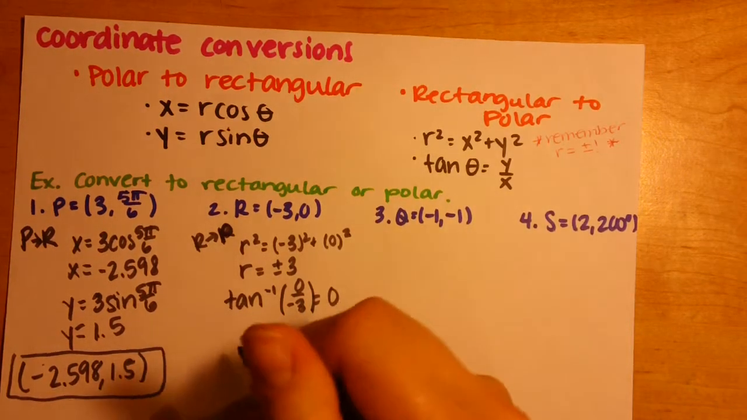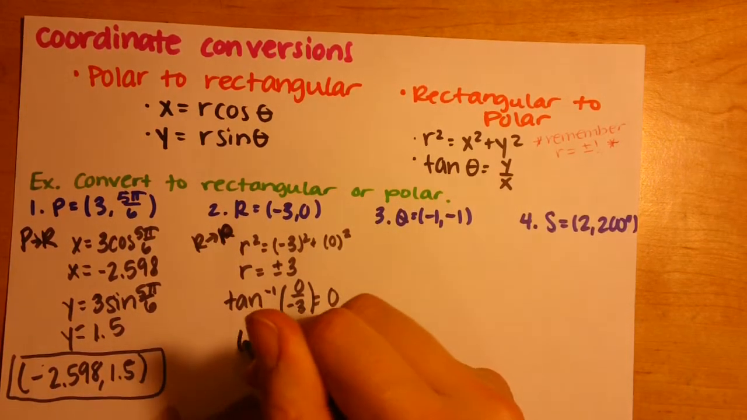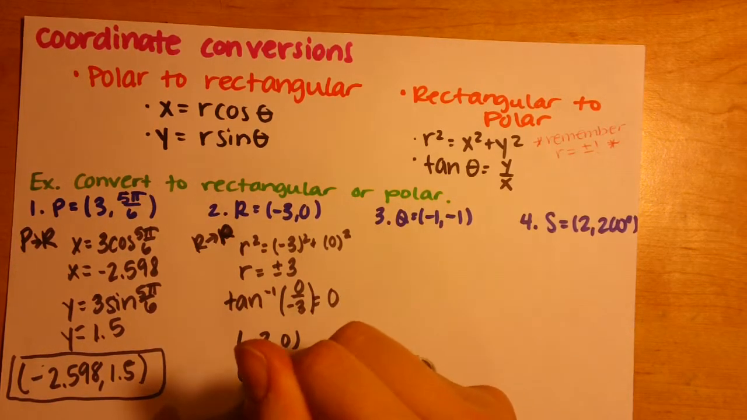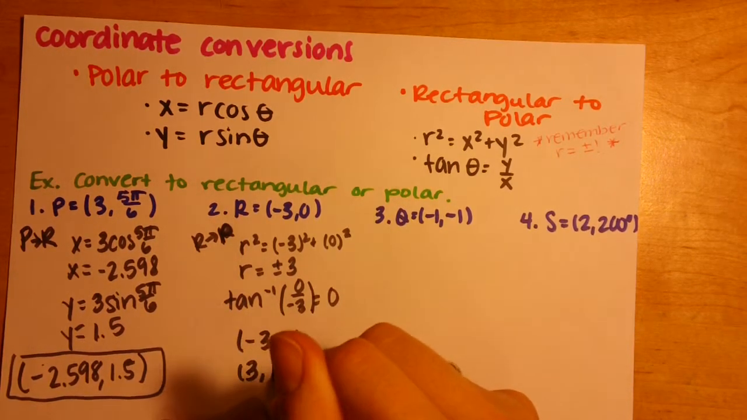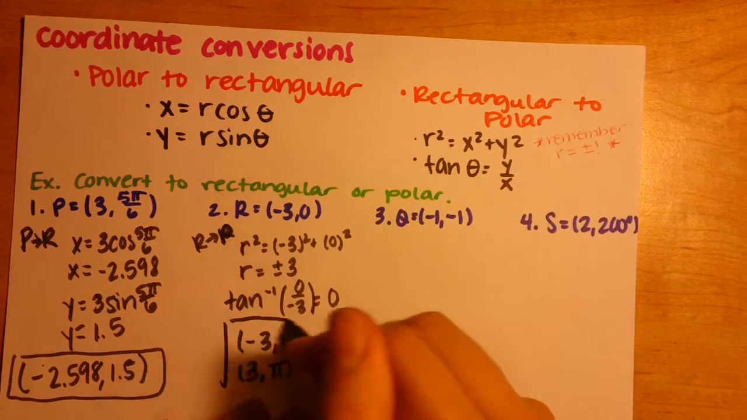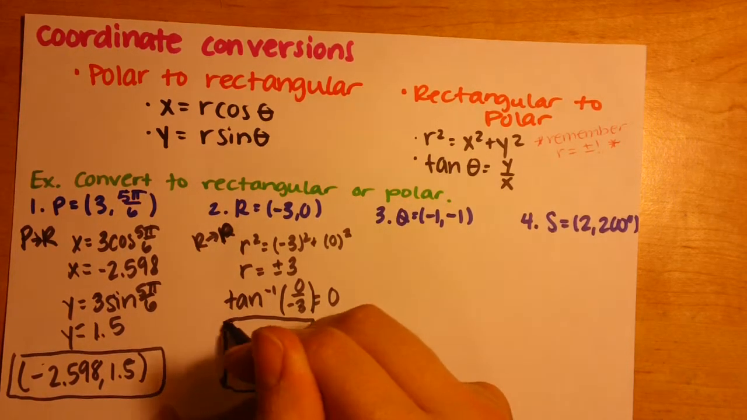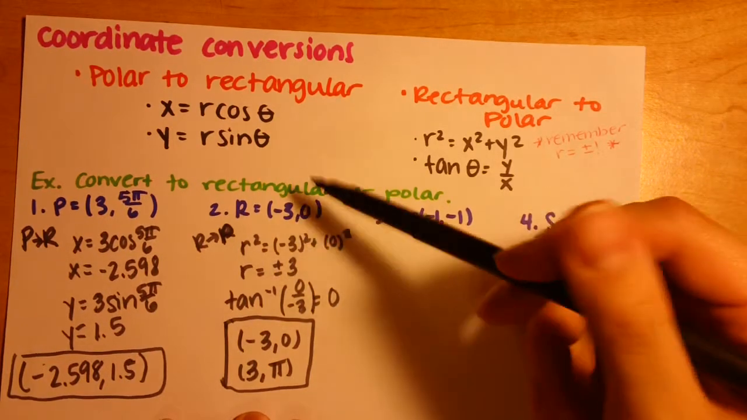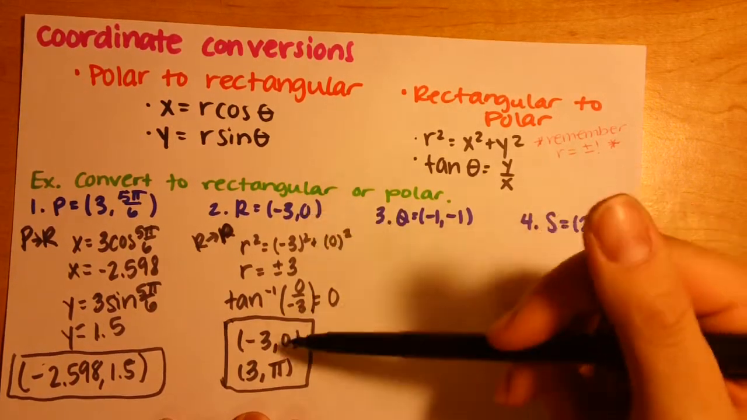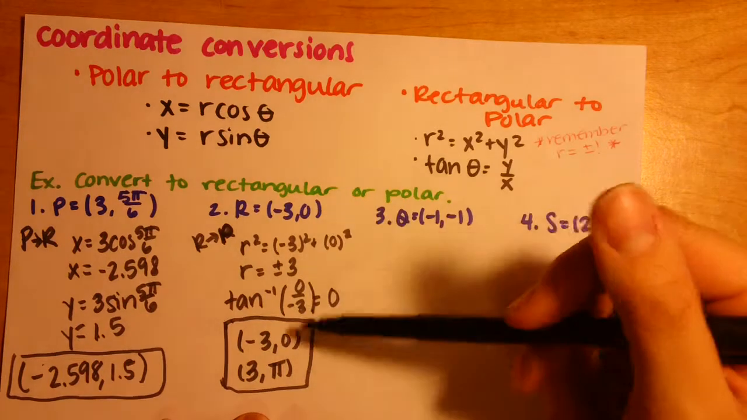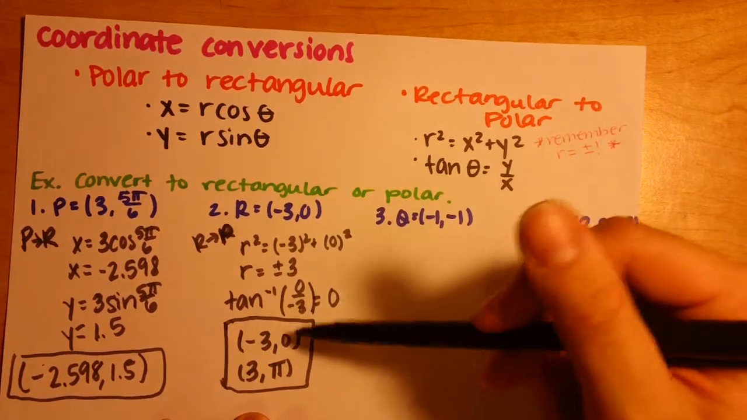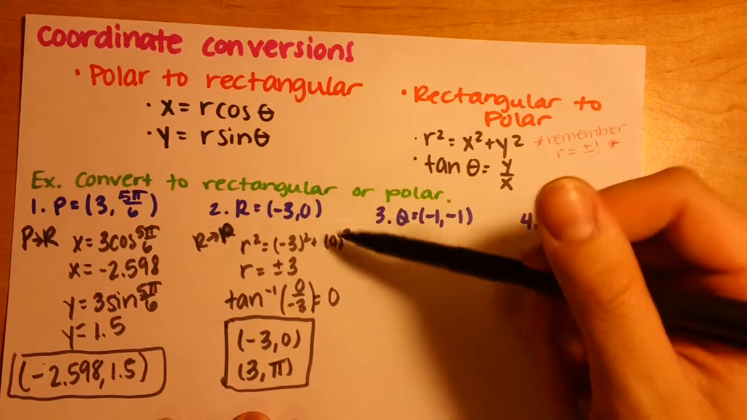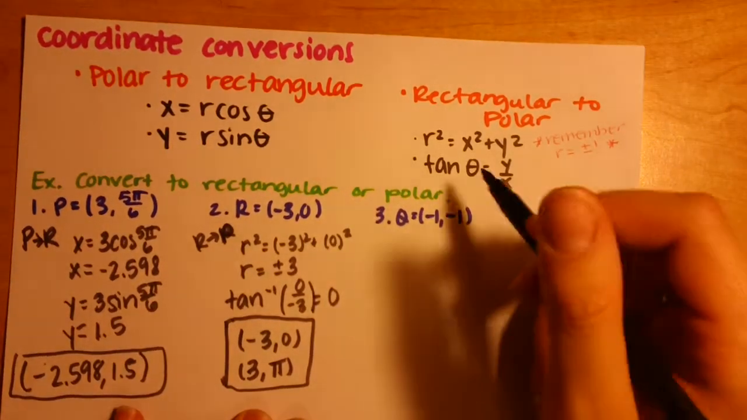So our new polar points are negative 3, 0, and 3, pi. So these are our polar points for the rectangular coordinates negative 3, 0. Note that this negative 3, 0 are the same. It's because there is no angle involved, so the same 0 degree angle is going to be same as moving up 0 on the y-axis.